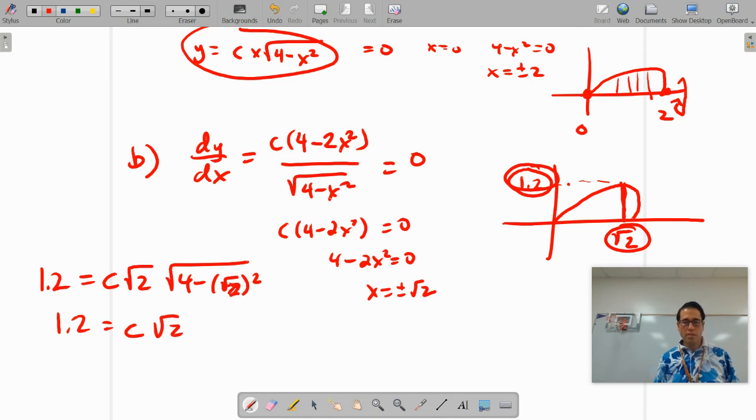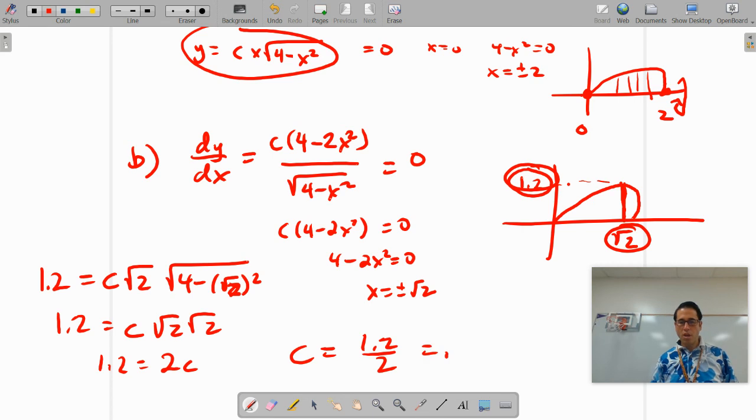What would that be? Ooh, that's going to be square root of 2, so that'd be 2, square root of 2. Oh, they even hooked you up with that. Equals 2c, so c equals 1.2 divided by 2, which would be 0.6. Let's go! I bet you some of you guys got that one.